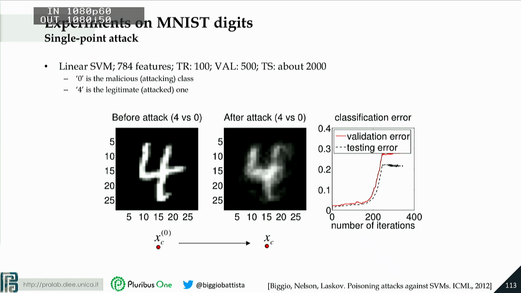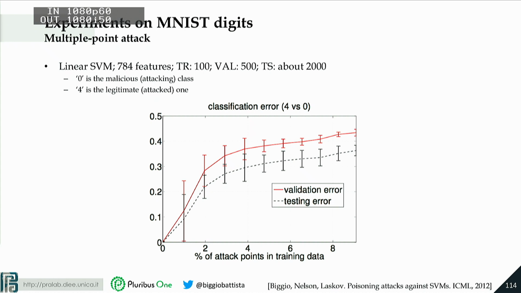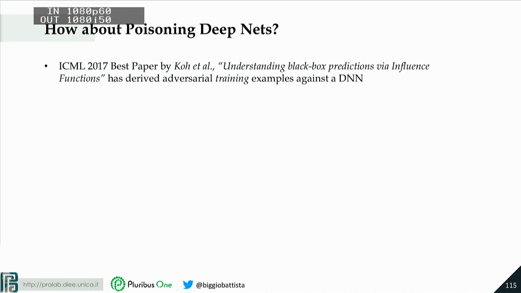Okay, so we've been discussing how to manipulate the training data to damage the classifier in the sense of maximizing the error. And in some cases, as you can see, the error can go up very quickly, I would say. I'm wondering if you are thinking to what may happen to deep nets.